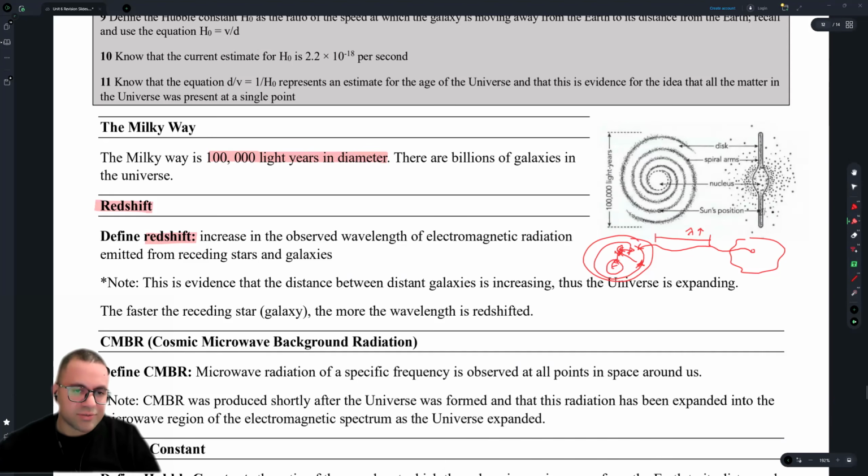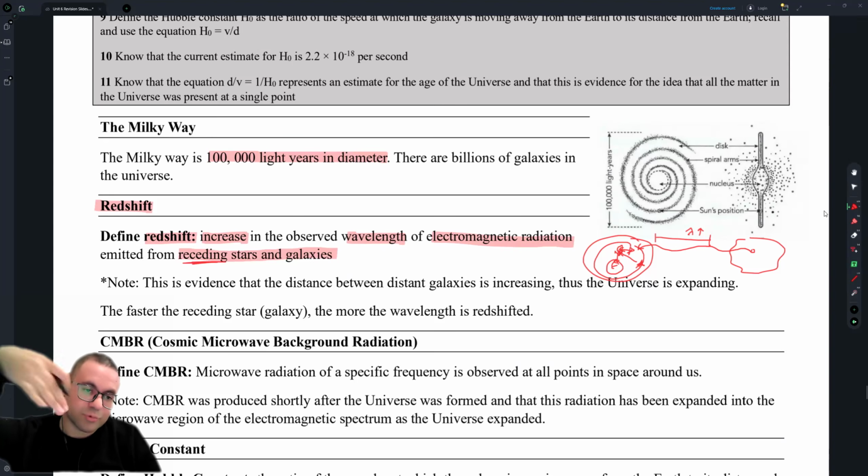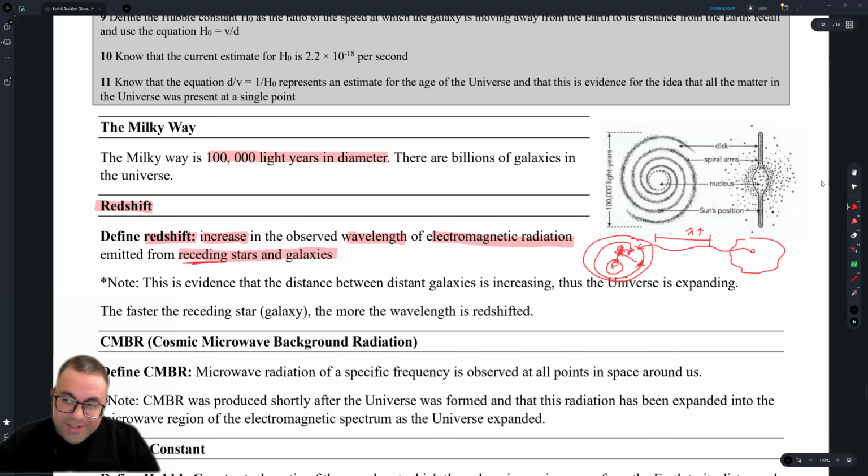We call this effect redshift, and it's called the increase in wavelength of any electromagnetic radiation. So you can say of light, but any radiation emitted from receding stars and galaxies. The word receding means galaxies or stars that are moving away from us. And the faster a star is moving away from us, the more that wavelength is shifted. So if I measure two stars far away from us, one of them has a much greater wavelength than the other. Oh, this means it's moving faster. This is moving slower.